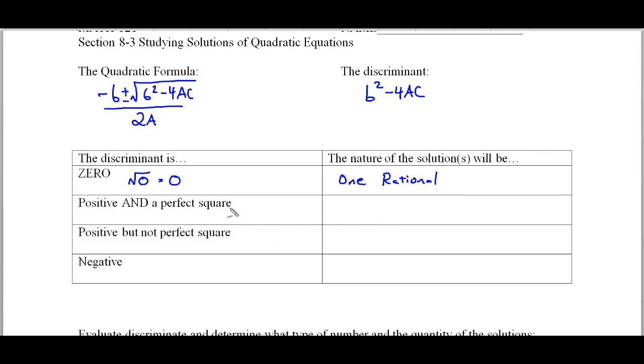And if we have the square root being positive in a perfect square, like the square root of 25 or the square root of 36 or any kind of rootable number here, this is going to tell us we're going to have two rational answers. Now, what if it happens to be a positive answer inside the radical, but it's not a perfect square? Like, let's say it's the square root of 12. Well, that means we're going to have two irrational answers because you're going to have a square root as part of it.